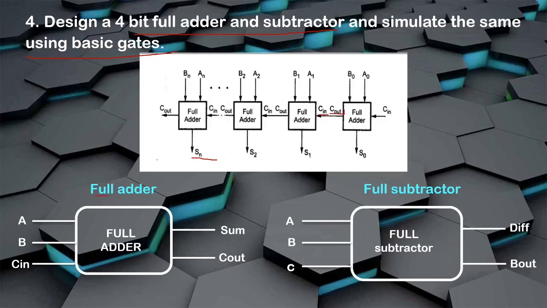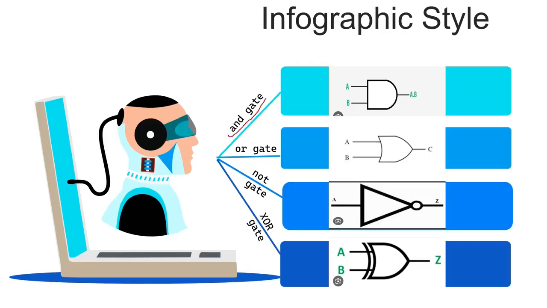And here you can see the combinational circuit of full adder and full subtractor. A, B, C in are the inputs, sum and carry out are the outputs. Then in full subtractor, A, B, borrow in are the inputs, difference and borrow out are the outputs. Next, let me tell you what the basic gates are: AND gate, OR gate, NOT gate and XOR gate. What is an AND gate? It is the product of two inputs. Hope you know the truth table.